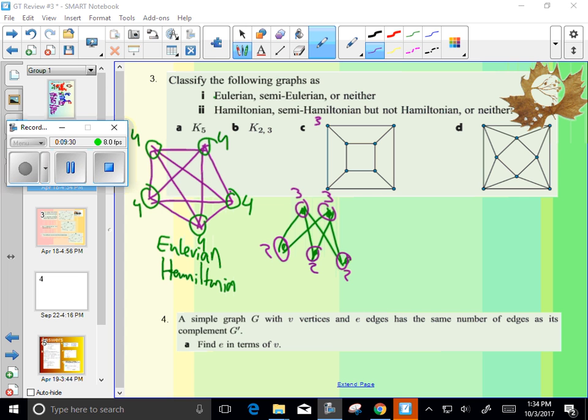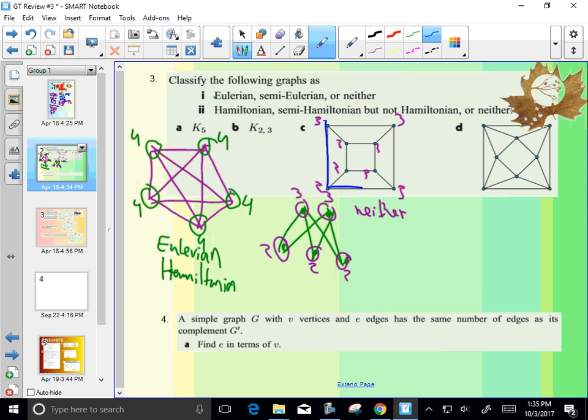This is 3, 3, 3, 3, 3, 3, 3, 3. All those are 3s. So that's going to be what? Neither. Anything over 2 odds, it's going to be neither for Eulerian. But how about Hamiltonian? This one's kind of cool. For Hamiltonian, you can go around here. That is Hamiltonian.